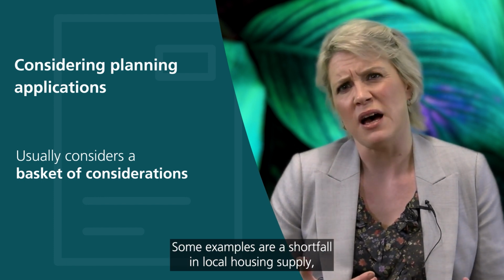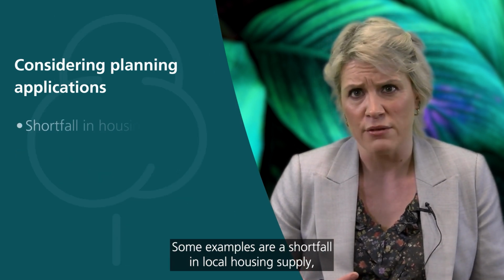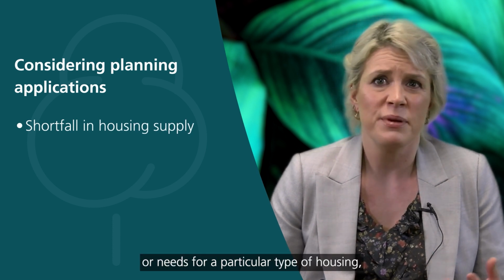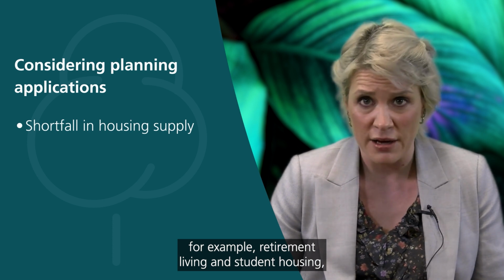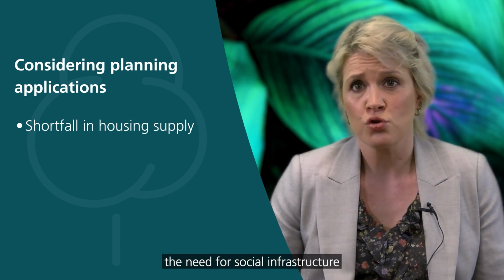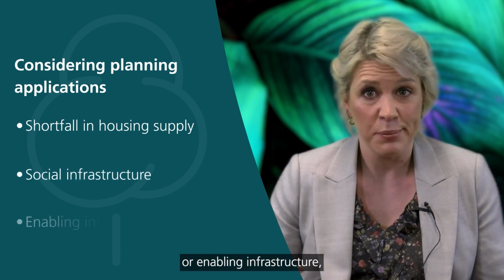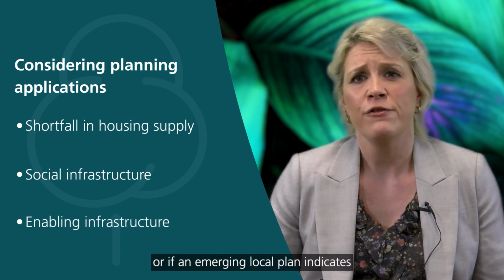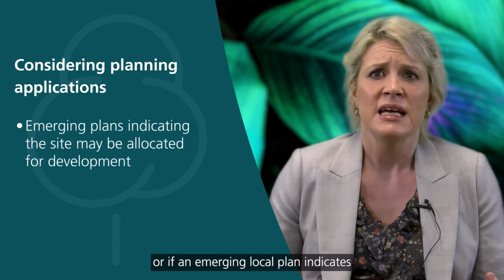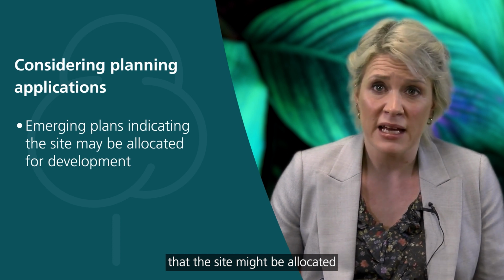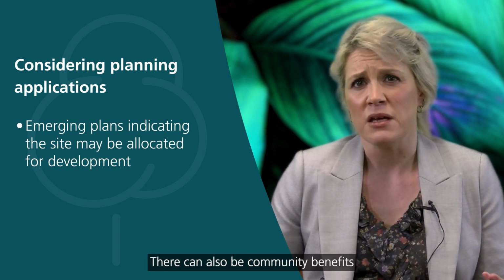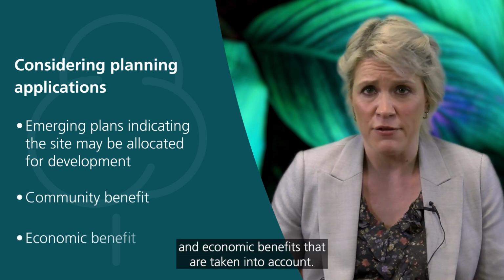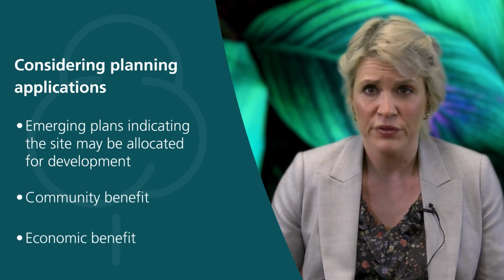Some examples are a shortfall in local housing supply or needs for a particular type of housing, for example, retirement living and student housing, the need for social infrastructure or enabling infrastructure, or if an emerging local plan indicates that the site might be allocated for development in the short-term future. There can also be community benefits and economic benefits that are taken into account.